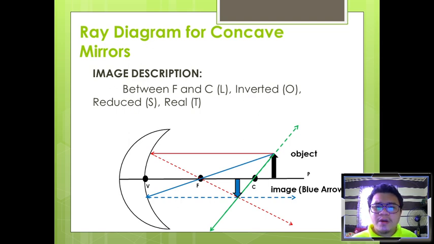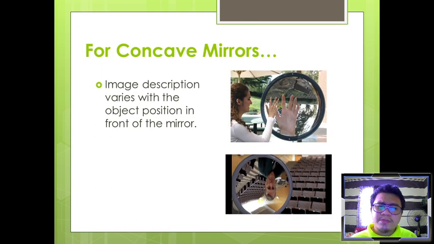Now, let me tell you about these image characteristics of concave mirrors through ray diagram formation. As mentioned a while ago, image description varies with the object position from the mirror for concave mirrors. As seen in our illustration, when one girl places her hand in front of the mirror, it becomes bigger. But a man standing in front of the mirror appears to be inverted. So wherever the object is placed in front of a concave mirror, the image characteristic varies. And that's what we are going to deal with in our next lesson.